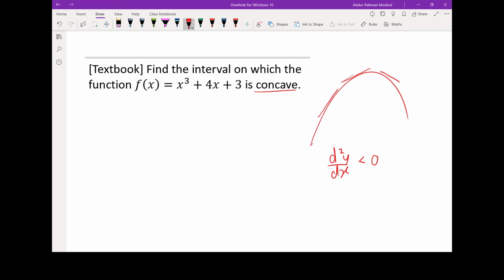So that's what we're trying to show. For it to be concave, that's what we want to aim for. So let's go and find the second derivative. We're given the first derivative, f dashed x, 3x squared plus 4. F double dashed x is equal to 6x. There's our second derivative.